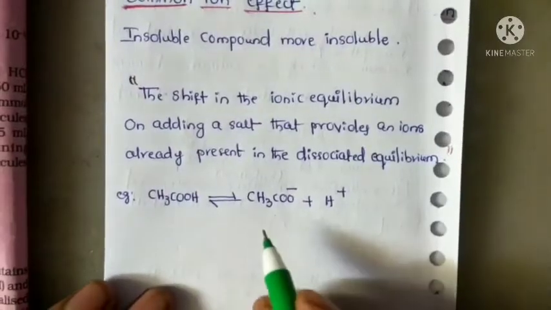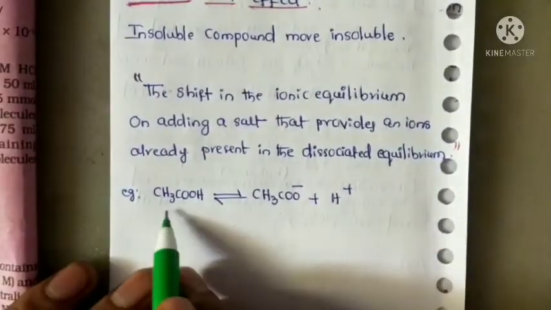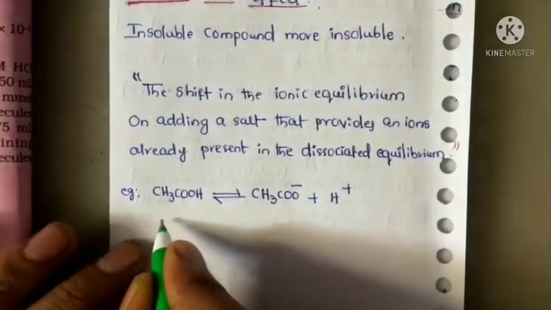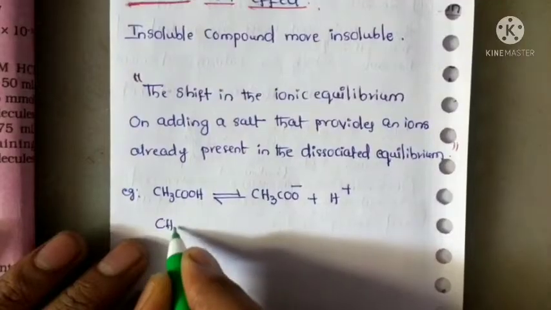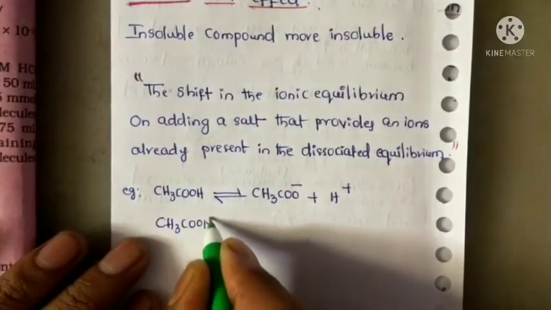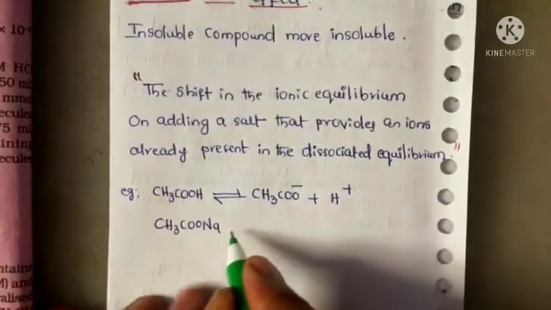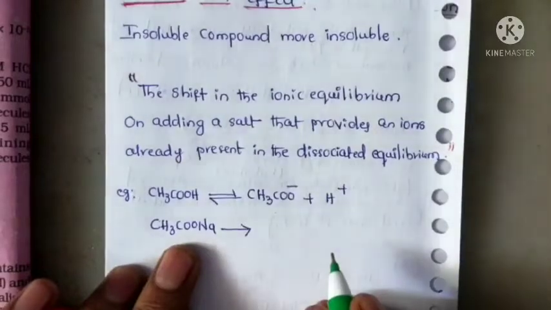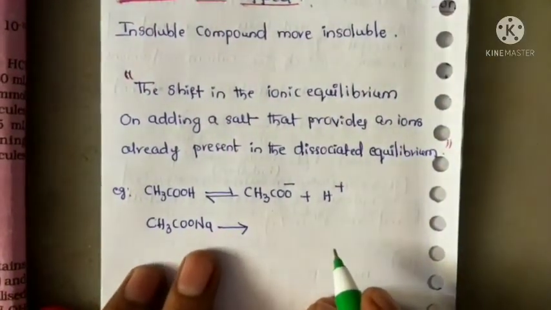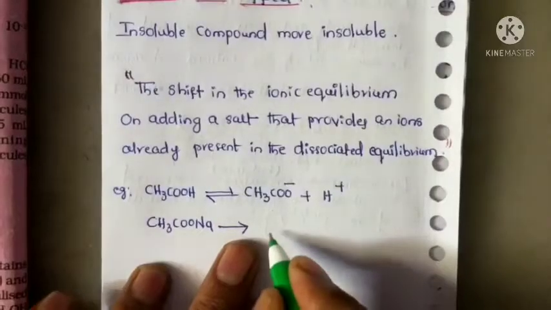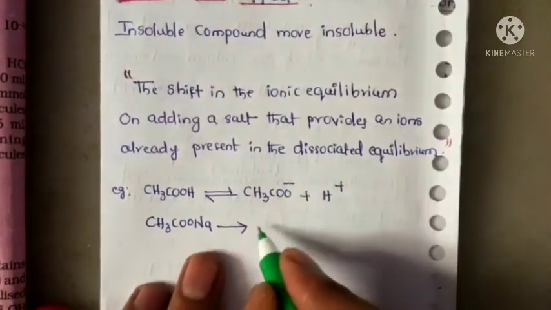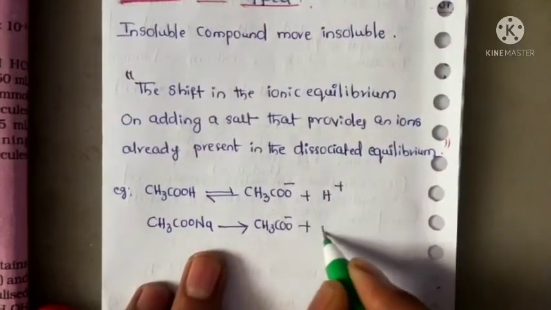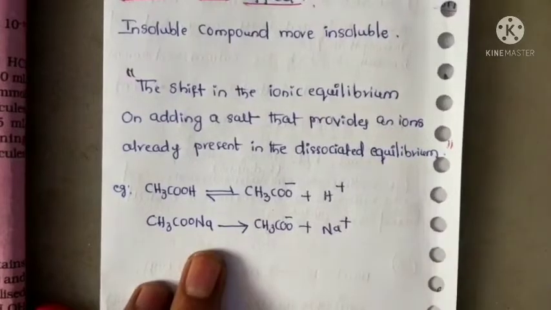Let's see this solution. It is an acetic acid solution. We add sodium acetate, which is a salt, to this solution. What happens? Sodium acetate is a salt, and salts always act as strong electrolytes, so it is completely dissociated. After dissociation of sodium acetate, CH3COO minus ions plus Na plus ions are produced.